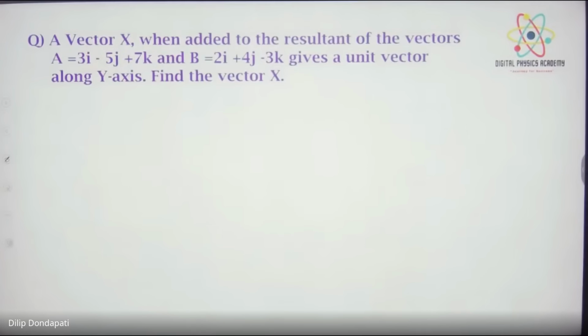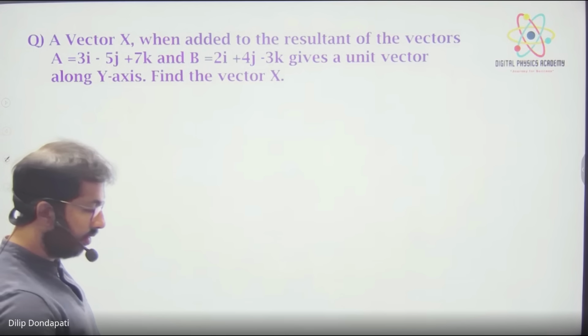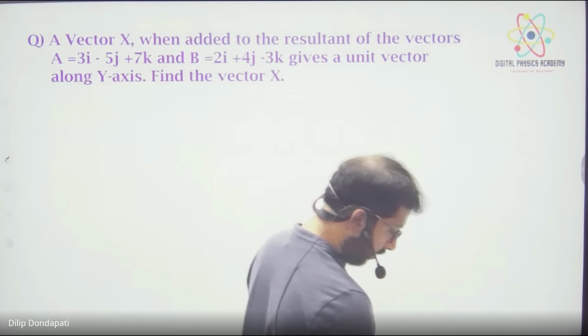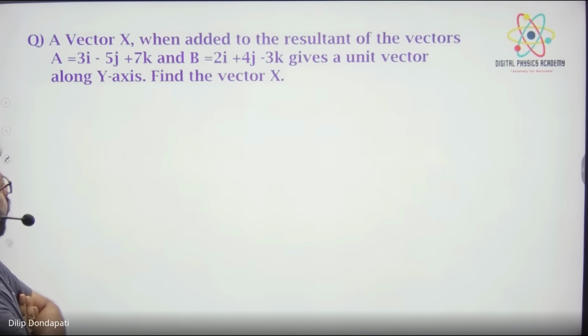Oh, done. Next. Vector x when added to the resultant of two vectors gives a unit vector along y direction. Find the vector x. Try करो. Resultant of vectors is nothing but 2 add करने का.